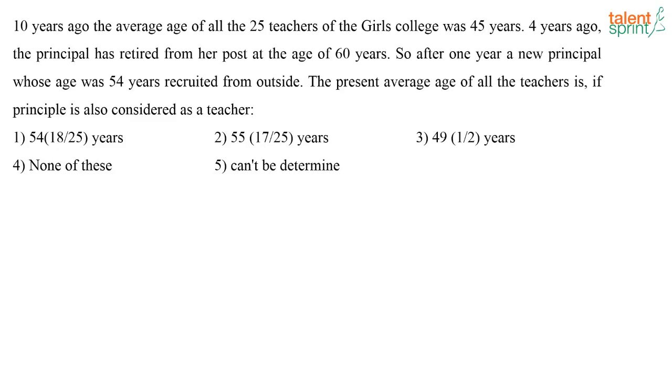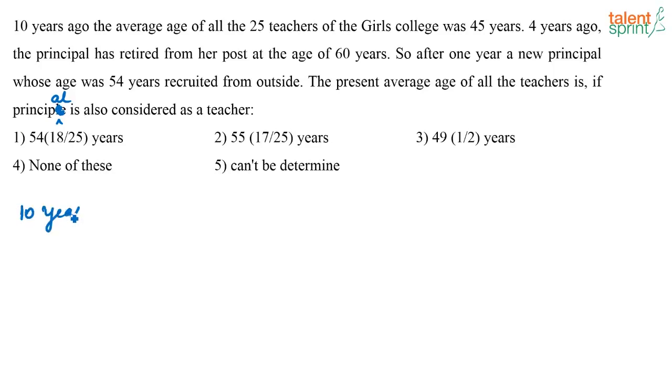See, such questions, if we solve it using the normal method, it is very easy. You will not go wrong. How would you approach this? What is given here? 10 years ago, the average age of all 25 teachers of a college is 45 years. Now the principal is also included in these 25 teachers. You have to remember that, because they are saying the principal is also considered as a teacher. So 10 years ago, the average was 45 years.